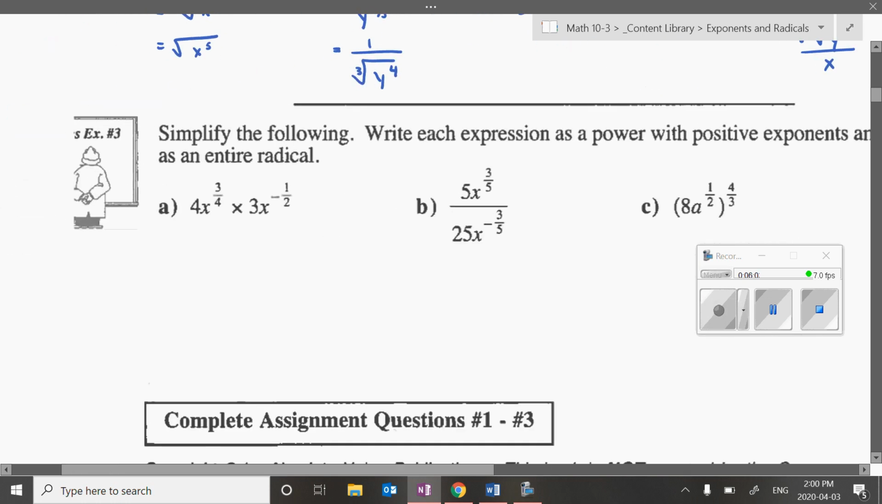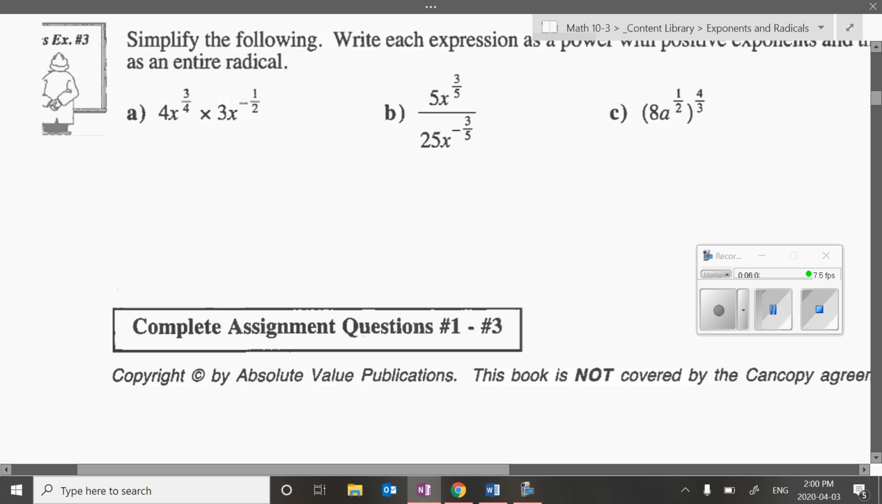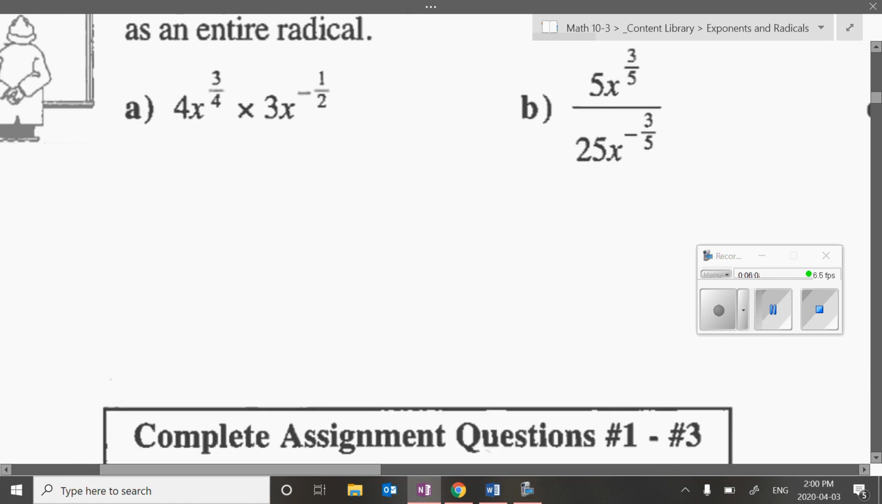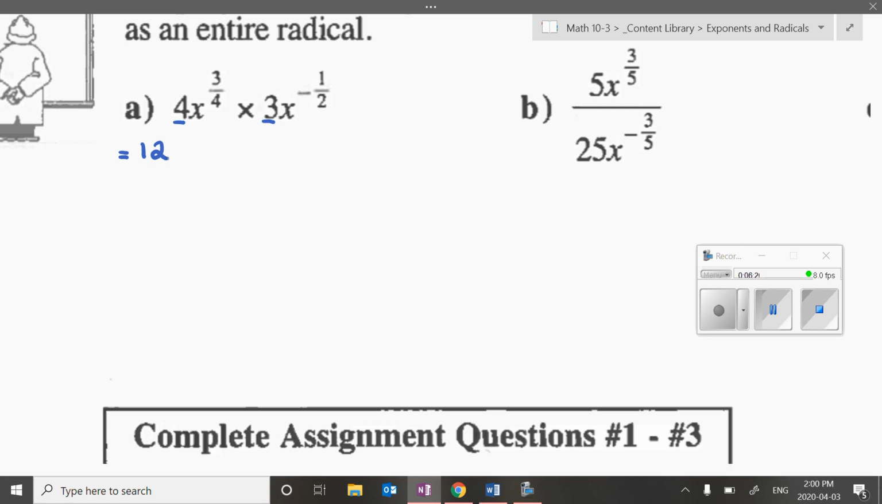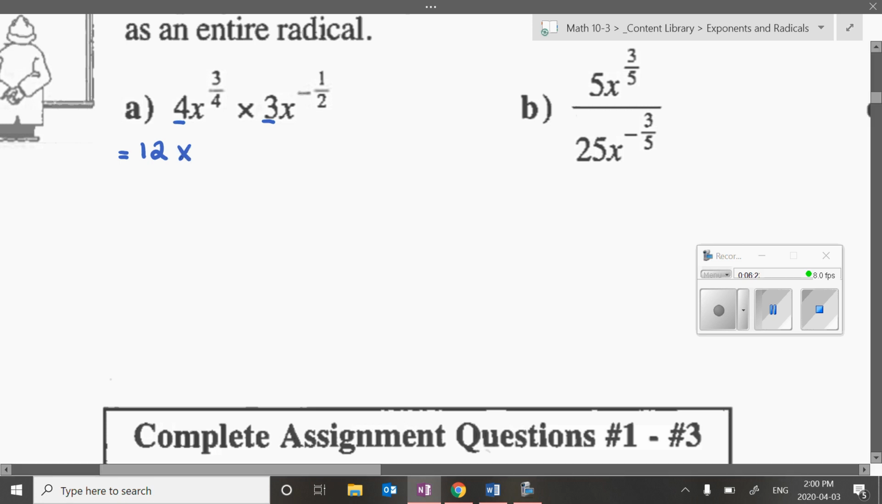Okay, let's do these next ones. It's the same idea, slightly more difficult. So on this next question, remember I can multiply my coefficients, 4 times 3 is 12. Because I'm multiplying, I add those exponents. I'm going to write this one out for you. So I'm going to get 3 over 4 plus, I have to convert this to be a 4, so that's going to be 2 over 4. So plus negative 2 over 4. So I get 12x, 3 minus 2 gives me 1/4.